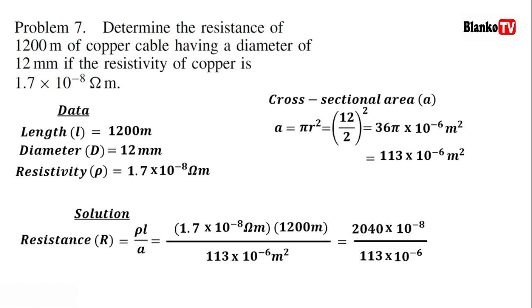So when you divide 2040 times 10 raised to the power negative 8 by 113 times 10 raised to the power negative 6, we are going to get 0.180 ohms. So our resistance R is equal to 0.180 ohms.